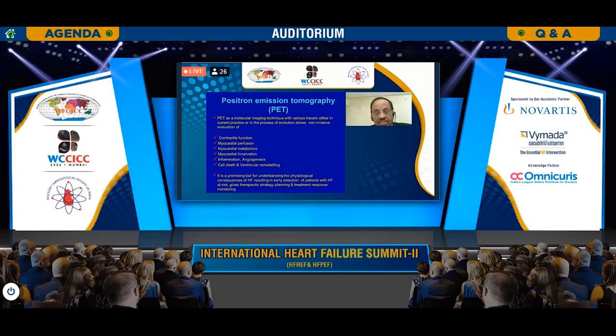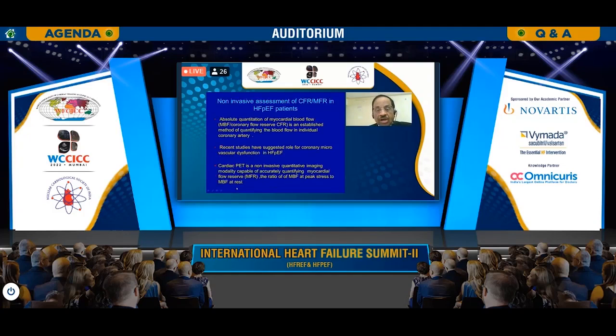So coming to positron emission tomography, as you know, it is a molecular imaging technique. It can give contractile function, myocardial perfusion, myocardial metabolism, myocardial innervation, inflammation, angiogenesis, cell death, and ventricular remodeling. It is a promising tool for understanding the physiological consequence of heart failure, resulting in early detection of patients with heart failure at risk. It gives therapeutic strategy planning and treatment response monitoring, which you can do with PET imaging.